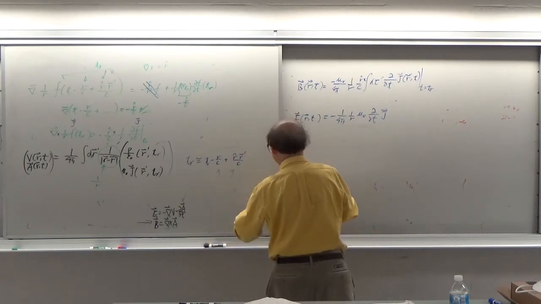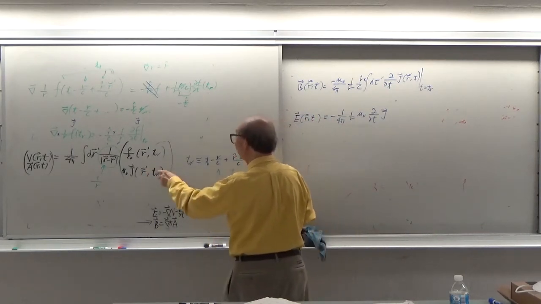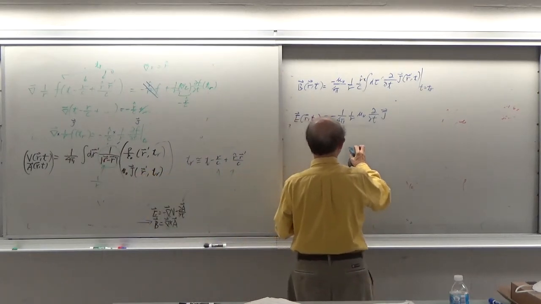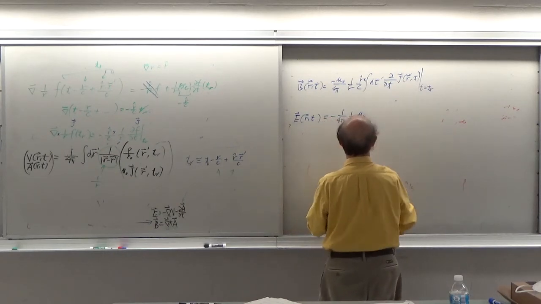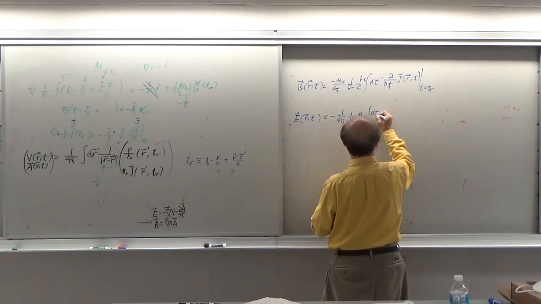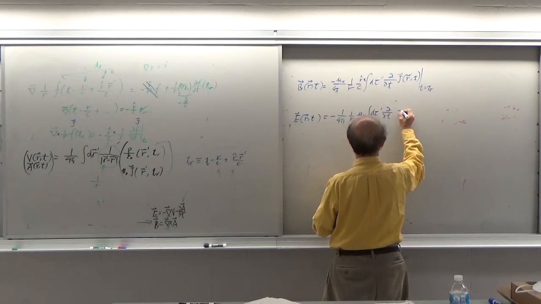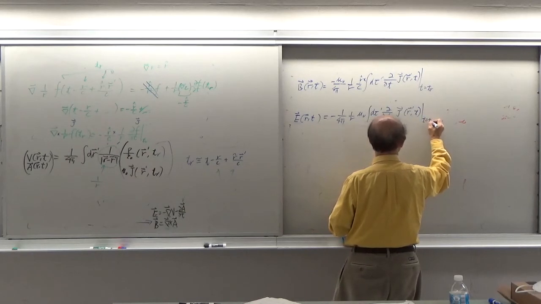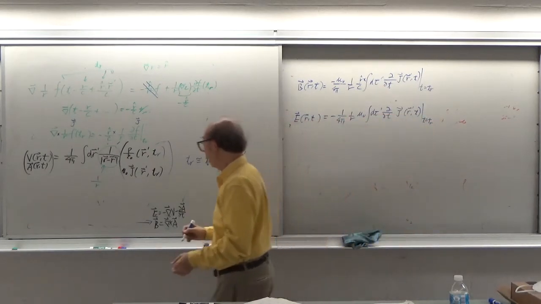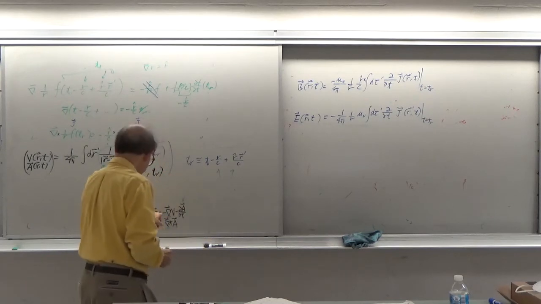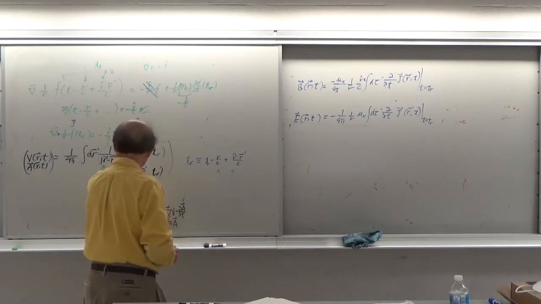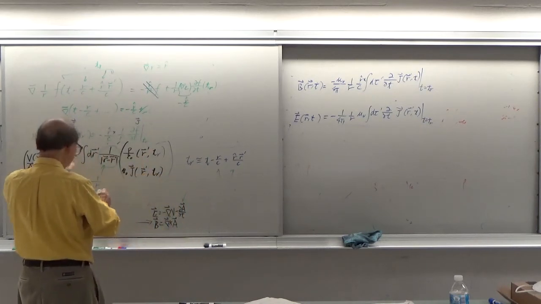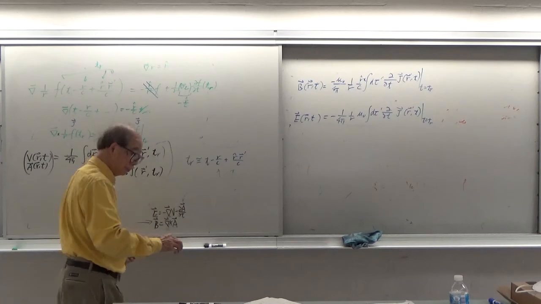Oh, I forgot about the volume integral. We have the volume integral, acting on J of r prime and t, evaluated at the retarded time. Now, I have this term, the gradient acting on V. So the gradient acting on V, where f is now my V, a scalar.